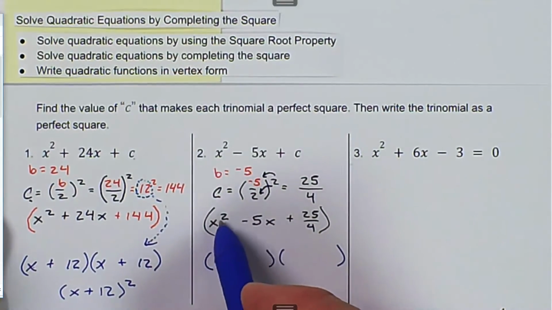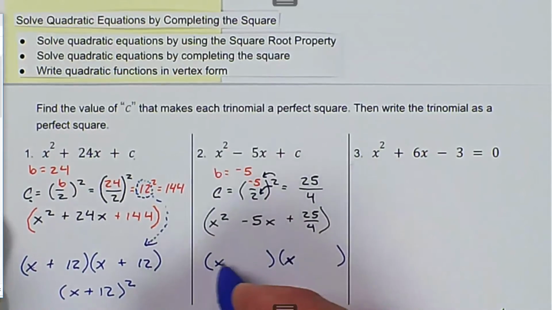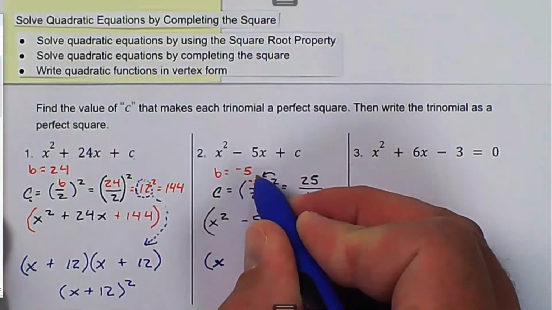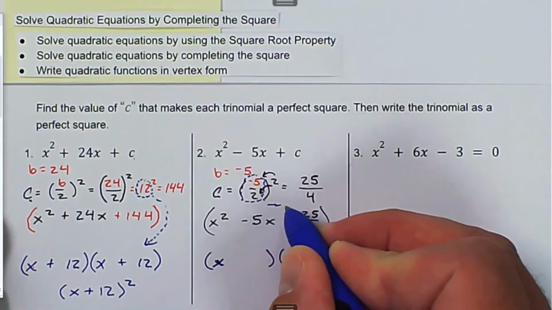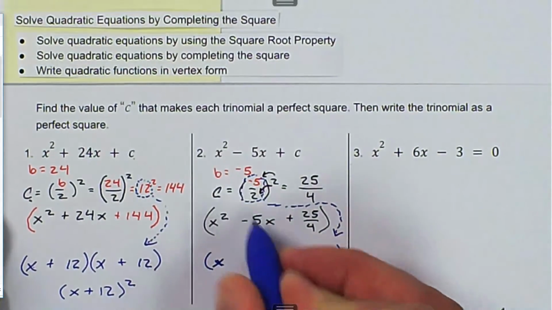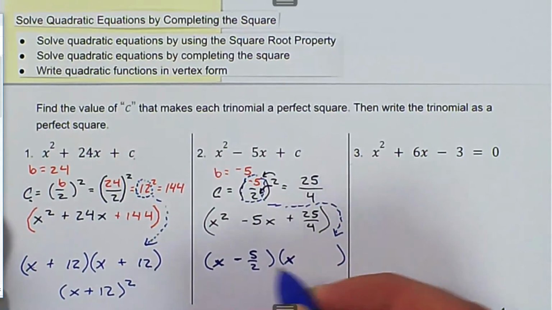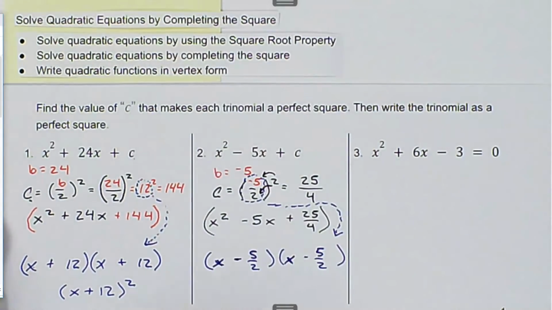So the only two values that we can multiply together to get x squared are x and x. Now, the value that we're going to square right here is the value that goes into the factored form, which in this case is -5 over 2. So -5 over 2. And we can go ahead and check it again.